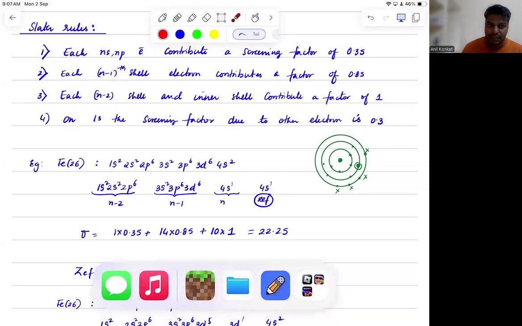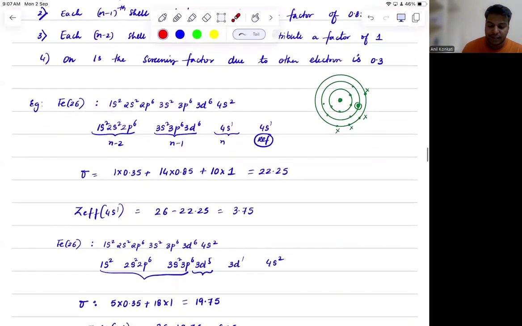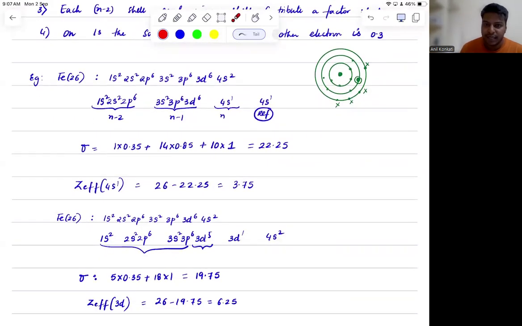Now notice this. I'll give you an example here. Iron. The last electron is present in 4s. The last electron is present in 4s, in the valency, based on the valency.